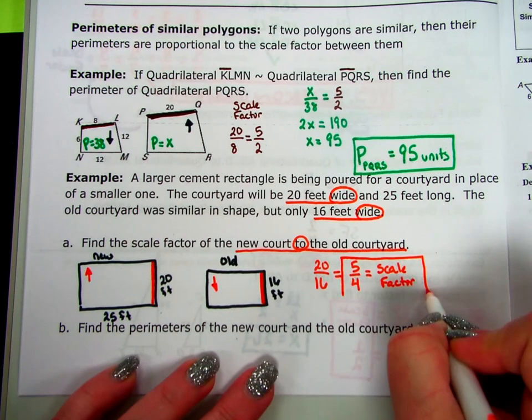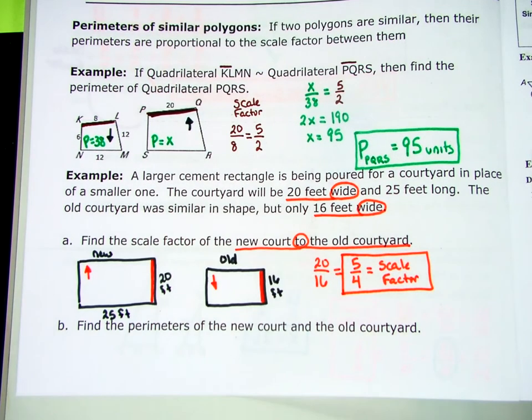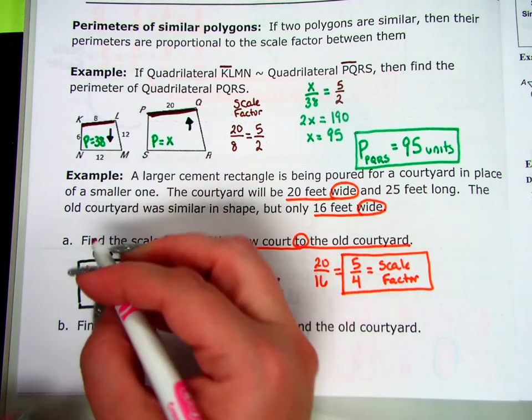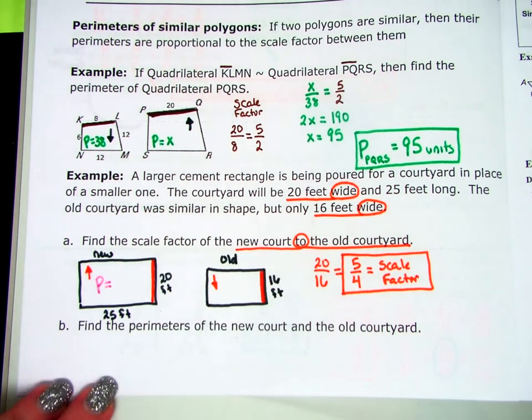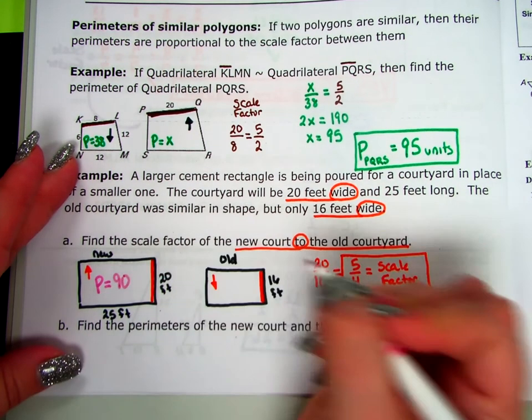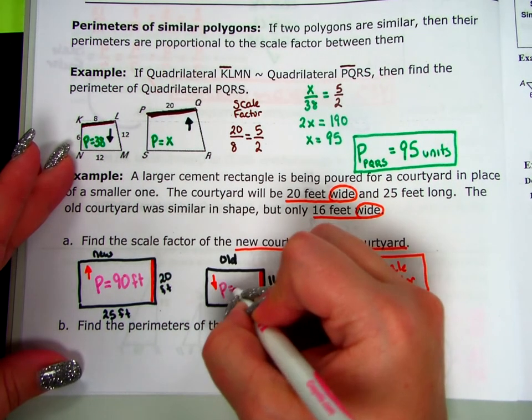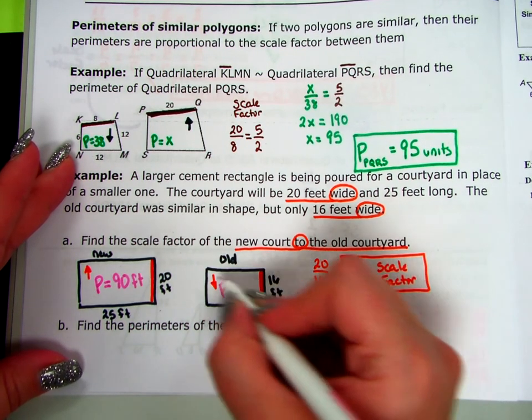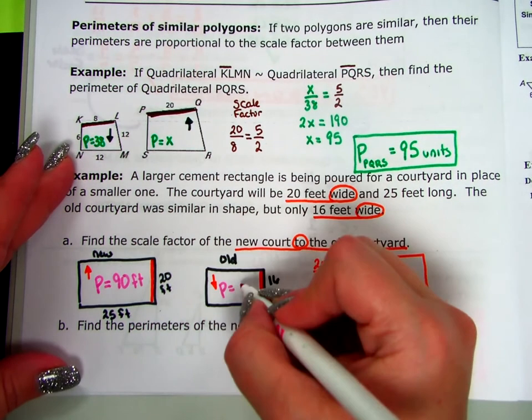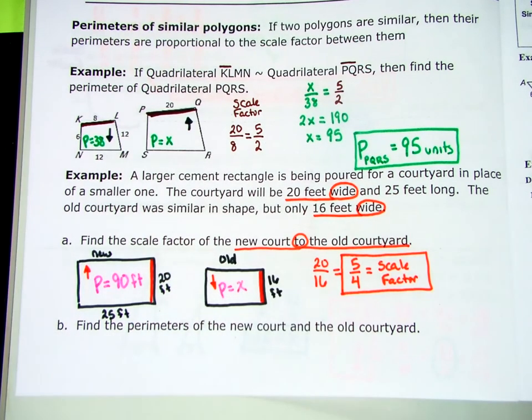A, done. B, find the perimeters of the new and the old courtyard. So the new perimeter is easy to find, right? The new courtyard, because I know it's 25, 20, 25, 20. What is the perimeter of the new courtyard? 90. 90 what? Feet. But the old perimeter, I only know the 16 feet. So I know this is 16 and this is 16, so I know that's 32. But I don't know the length, so I don't know the other.